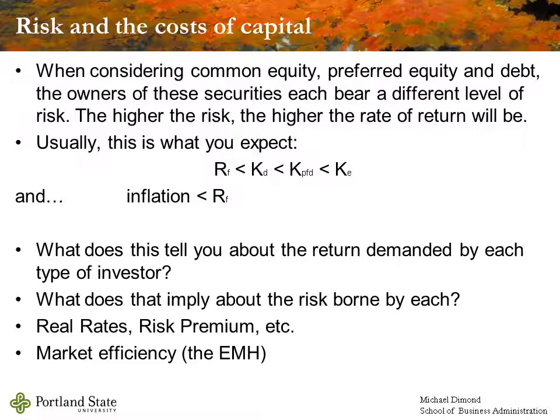So the relationship is that KD, the cost of debt, is going to be the lowest percentage because it faces the least risk. And KE, the cost of common equity, is going to be the highest percentage because it faces the highest amount of risk. All of these are going to be greater than what's called the risk-free rate.